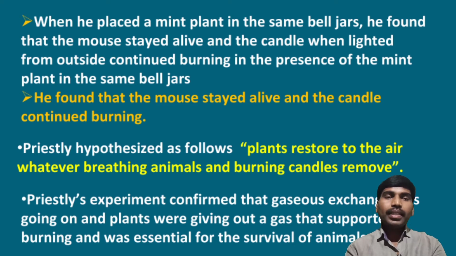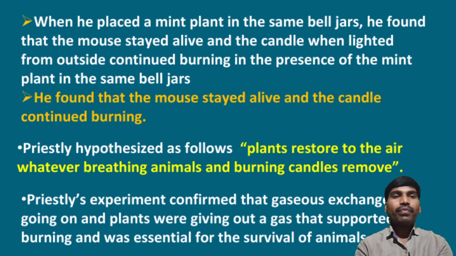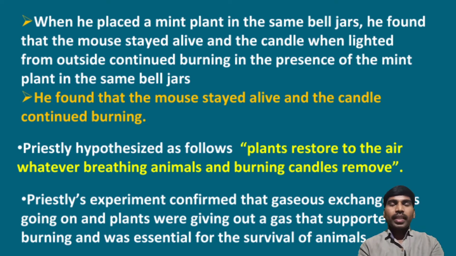mouse and burning candle, and these plants are producing a gas which is essential for the life of the mouse and the burning of the candle. So this essential gas, which is helpful for the survival of living organisms, is nothing but oxygen. So he concluded that air is very essential for the growth of green plants.